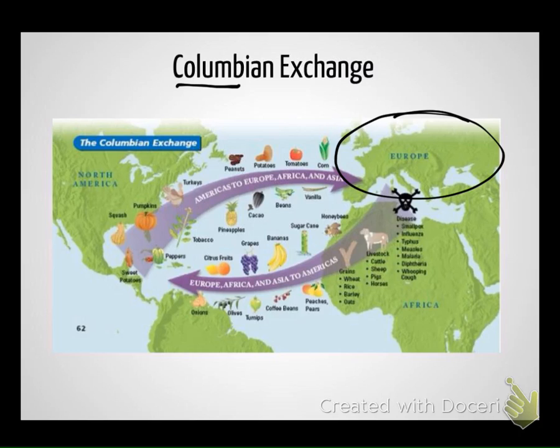But we see that certain goods and items the Europeans bring to the Americas, as you can see from this arrow right here, and then other goods are brought back to Europe. And some of this is good and some of this is bad.